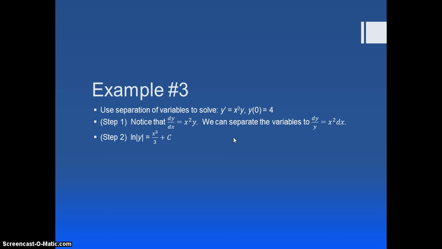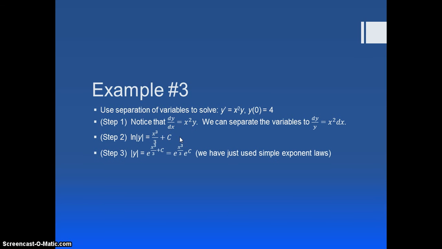This is where it pays off to remember the antiderivative of 1 over y. Remember that we wrote that as natural log of the absolute value of y. All right, that'll be very, very key in just a minute when we actually go through to solve the particular solution based on our value for c. We also get natural log of absolute value of y is equal to x cubed over 3 plus c.